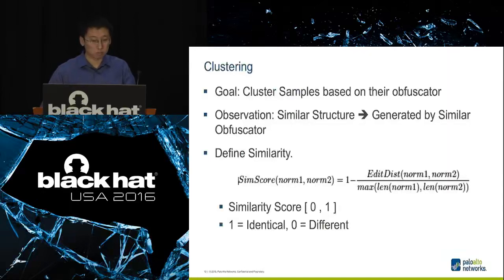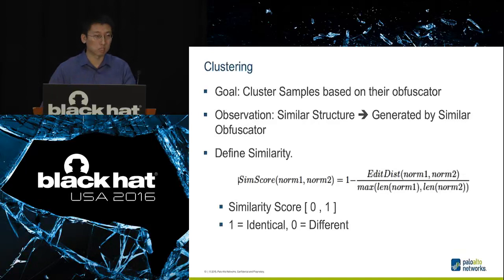Back to our approach, we now know how to extract the structure from the script. So now we have narrowed down the number of samples we need to analyze, but it's still too large, and we have to find a way to cluster the samples based on their obfuscator version or variant. And we have an observation that the obfuscator does not evolve from scratch. It only develops a new obfuscator.